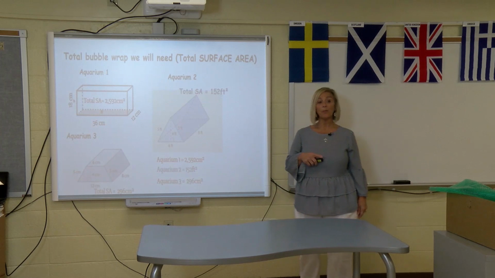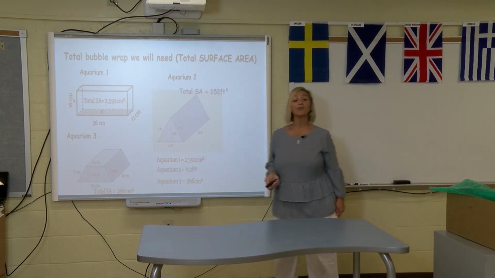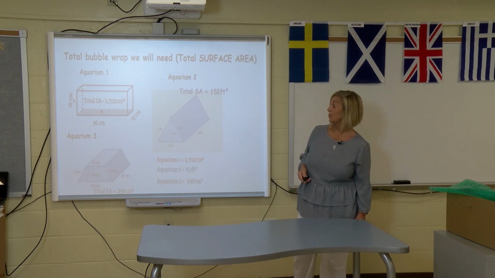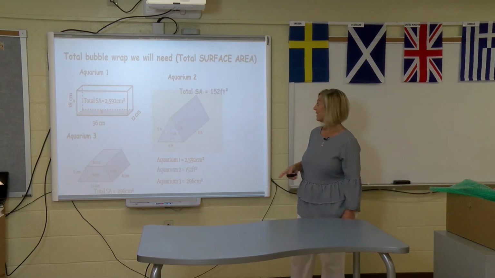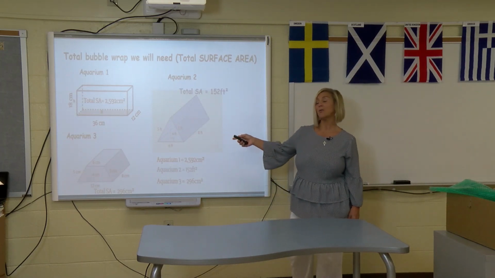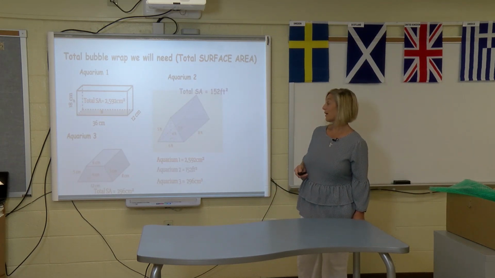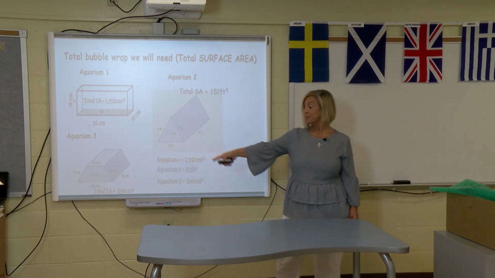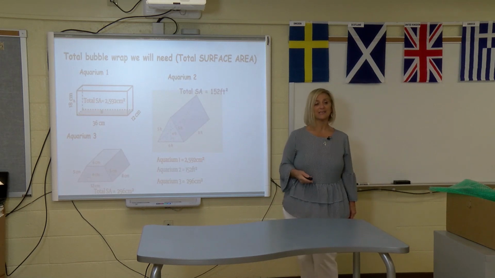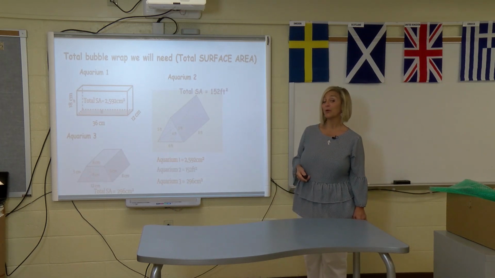So let's look at them one more time, okay? Our first aquarium took 2,592 centimeters squared to cover that aquarium in bubble wrap. Aquarium 2 was our triangle. It took 152 feet of bubble wrap to cover that aquarium. That's a really big aquarium. And then our bottom aquarium, which was our trapezoid, took 296 centimeters of bubble wrap to cover that one. Y'all are doing a really great job today.